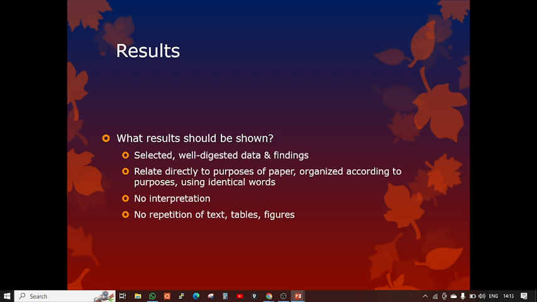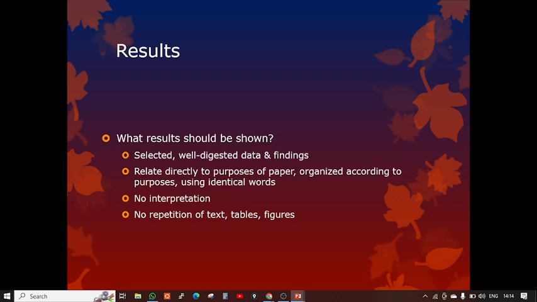The important things from that can be very important, and those should be included in the research paper. So the results are selected, well-designed data and findings, digested data and findings. That means the good results which clearly state your research questions and clarify your doubts, whichever the main findings and results are, those are what you have to show in the results section.